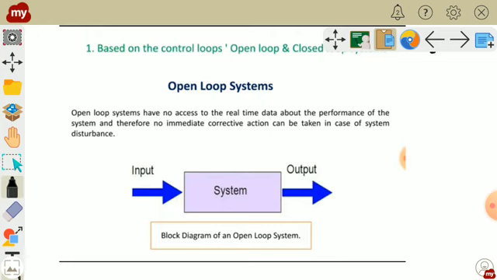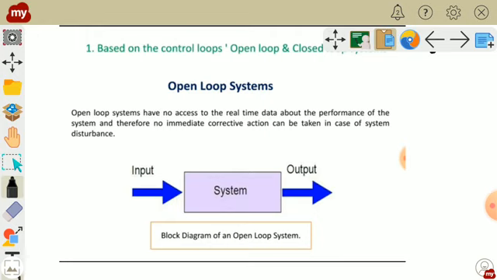Based on the control loops, first, the open loop system. Here is one system provided with certain input and getting output at another side. In an open loop system, you don't have control on output. That means you don't have a feedback signal sensing the output of our system. Open loop systems have no access to real time data about the performance of the system, and therefore no immediate corrective action can be taken in case of system disturbance. Okay, this is the open loop system.